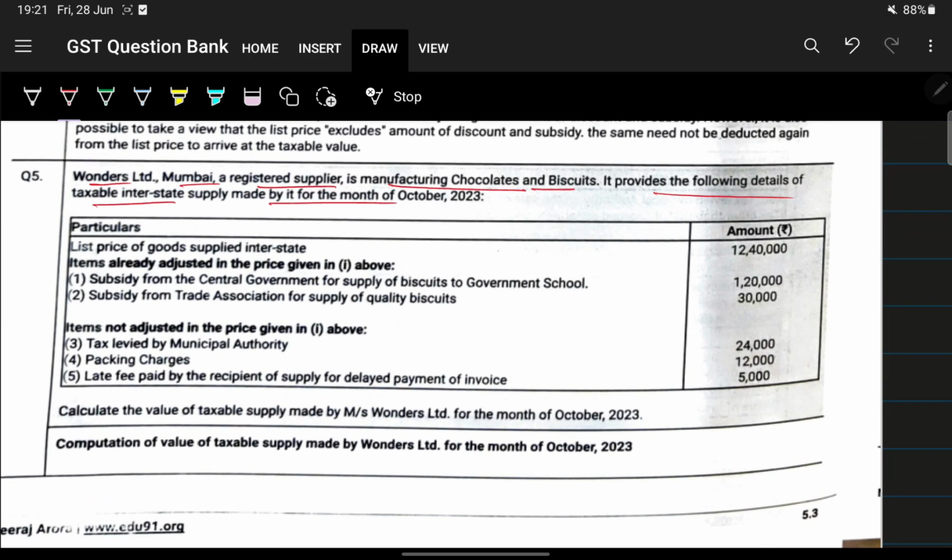Okay, next, the list price is 12,40,000. Items already adjusted in the price. Okay, so this is a very fun question because they've already given some things that are already adjusted, and some things that are not adjusted. Here, subsidy from central government for supply to government school.